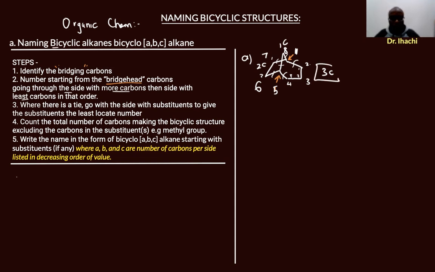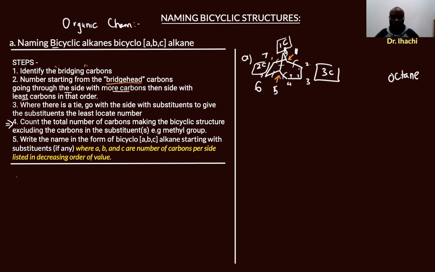Now remember again, this side has 3 carbons exposed, this side, cutting these bonds, has 2 carbons exposed, and the top one has only 1 carbon exposed. But overall I have 8 carbons, which means the total number of carbons making the bicyclic structure, excluding the carbons of the substituents, is 8. So this has to be an octane. I don't have any substituent.